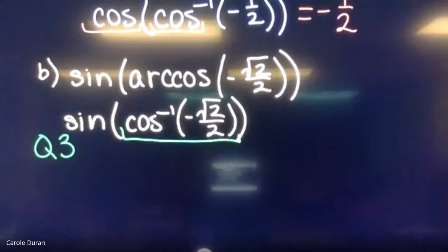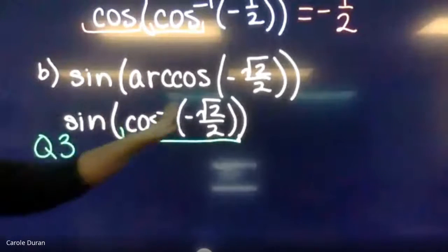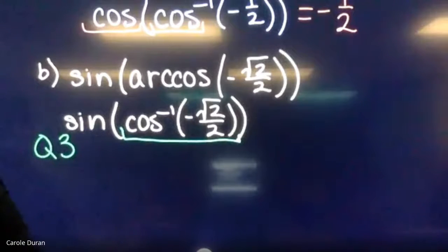Okay, Ray. What angle is cosine equal to negative square root of 2? That's in quadrant 3. Are you still looking? Okay, I'll give you a second. I'm sorry, I didn't mean to call you out like that. I'll give you a second.